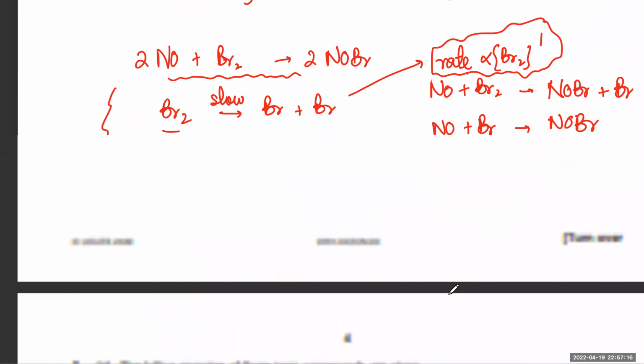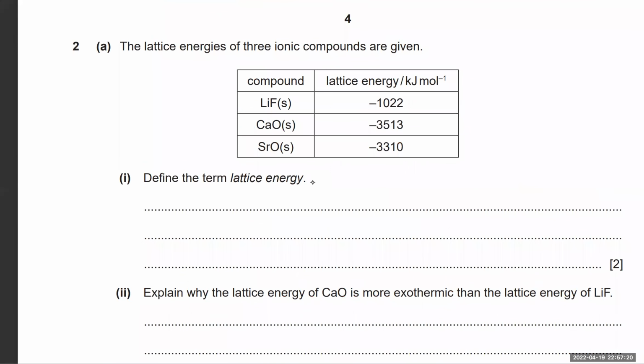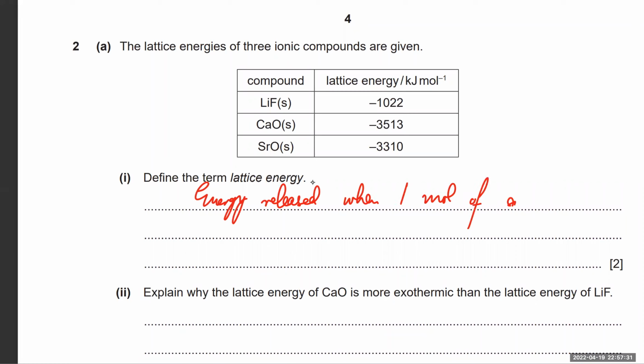Anyways, next one, you've got to define the term lattice energy. So it's the energy that is released when 1 mole of solid ionic lattice is formed from its constituent gaseous ions.